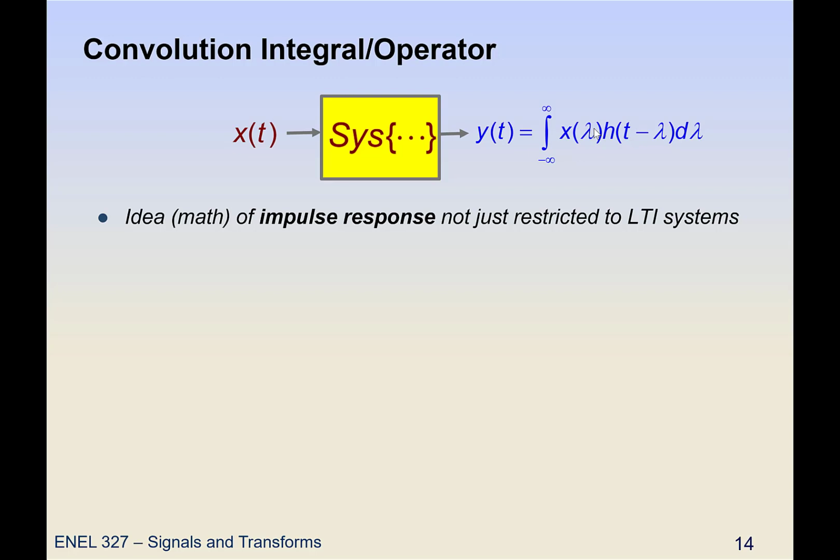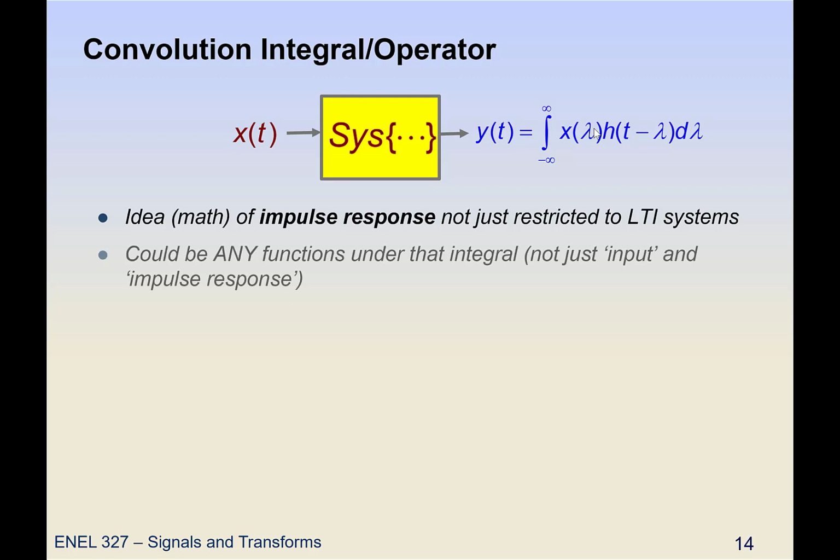So if you just pull back from the practical and just look at the math for a second, we could really have any functions underneath that integral, not just something that represents an input and something that represents an impulse response. It could just be any two functions. Let's just call them f and g. And this construct is extremely important across all sorts of different fields.